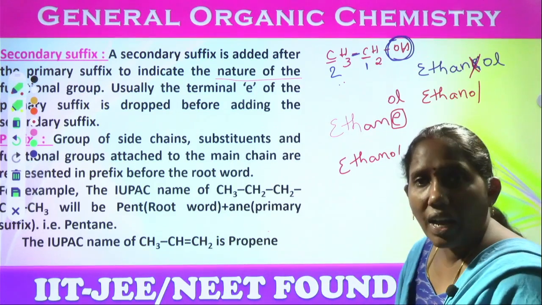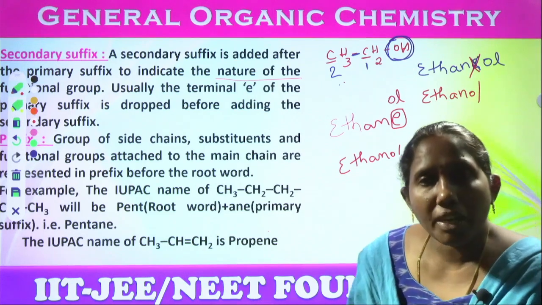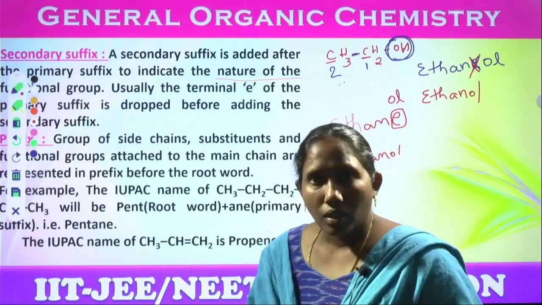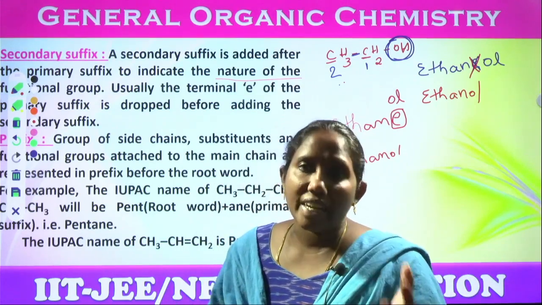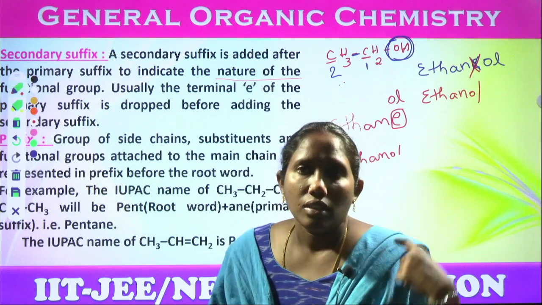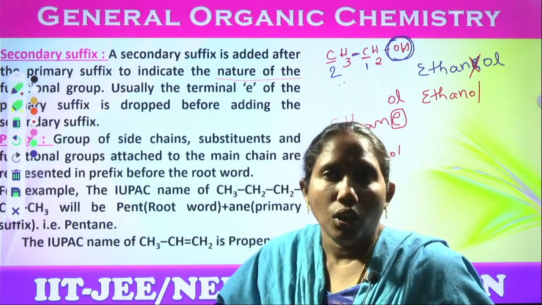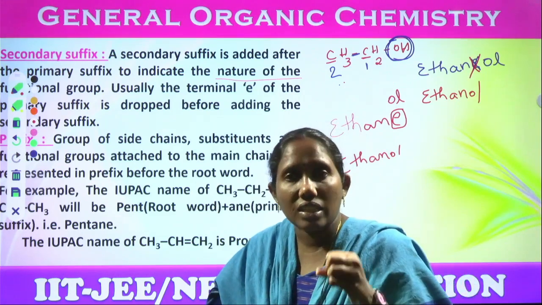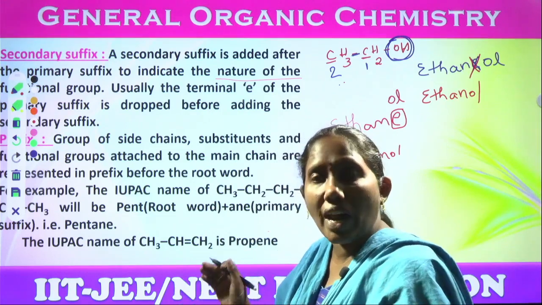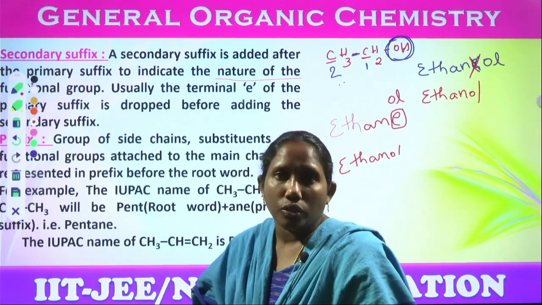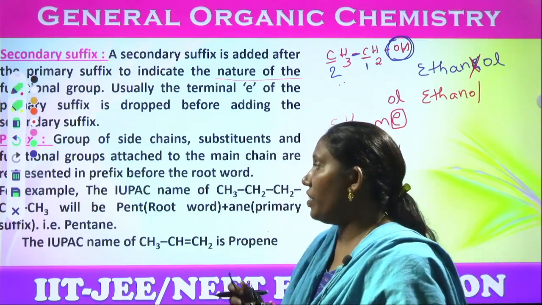Now one more thing we have in systematic nomenclature, the prefix. What is meant by prefix? This prefix is nothing but the side chains or branched chains. Some substituents will also be present. So these substituents, the functional groups or any branches, will be written before the root word. Those are all called prefixes.